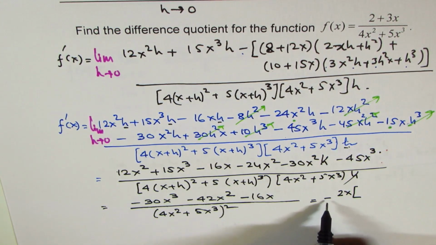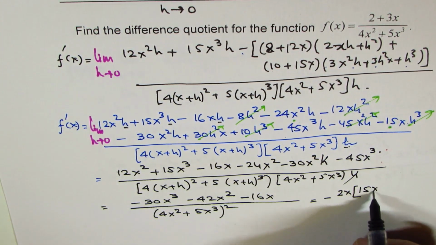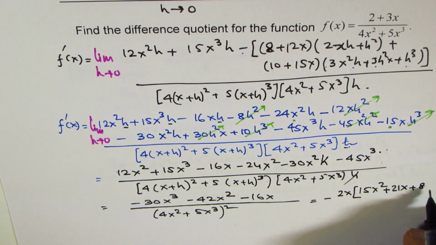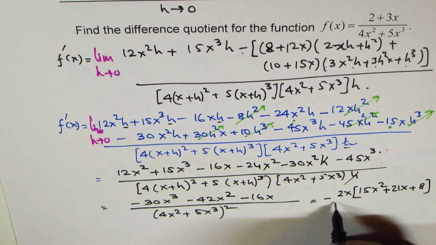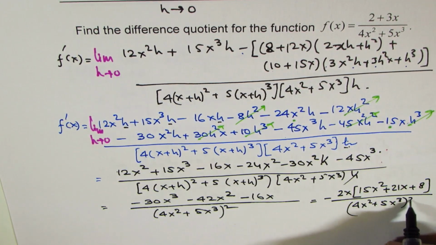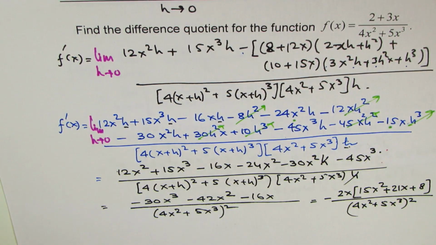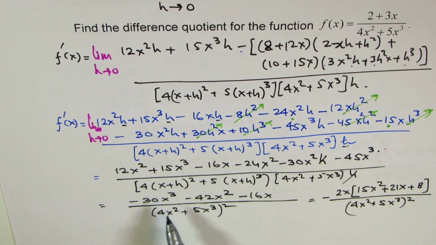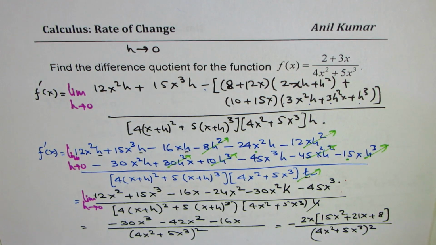And then write this as, since I've taken minus outside, we could write this as 15x squared, and then here it is plus 21x plus 8, because we took x common, over 4x squared plus 5x cubed whole square. Correct? So that is what you get as your answer. So I hope the steps are clear to you. Only thing is that I avoided few steps in between, especially here. Correct? So finally, once we simplify, we get our answer as minus 2x within brackets 15x squared plus 21x plus 8 divided by 4x squared plus 5x cubed whole square.